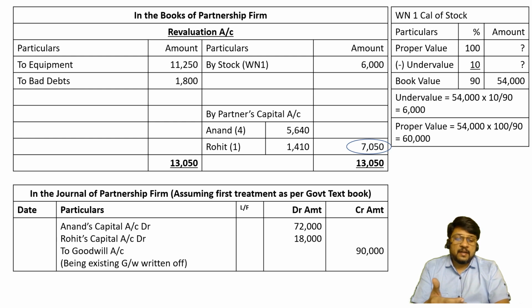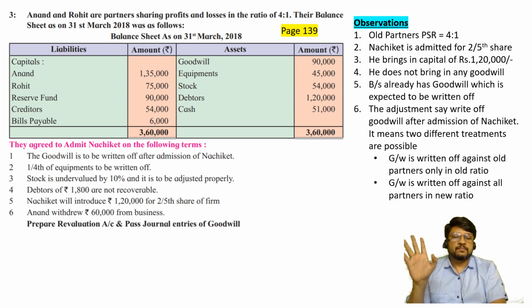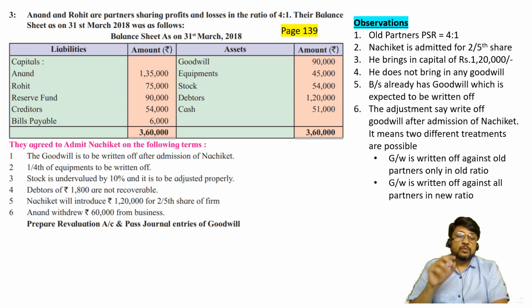Is this second alternative required to be written in the examination? No. Because the first alternative, goodwill is written off against old partners only in the old ratio, is the alternative which is solved in the government textbook, so that is to be written in the examination. However, those of you who are interested in understanding how accountancy or legal terms or agreements can be interpreted differently, for them the next part of the lecture is there.